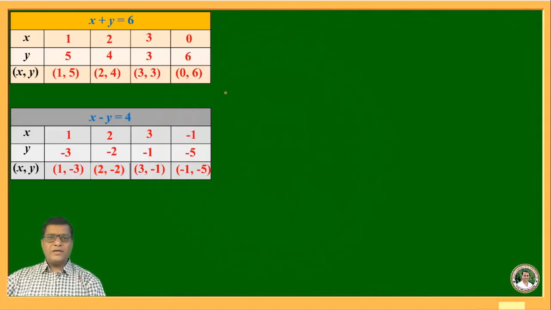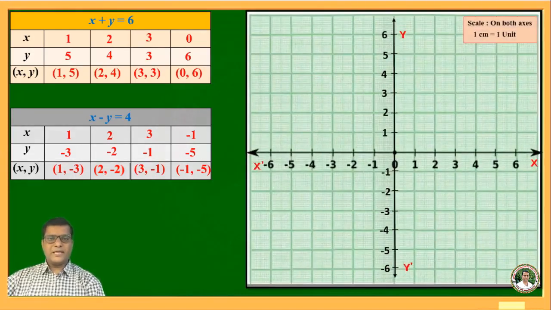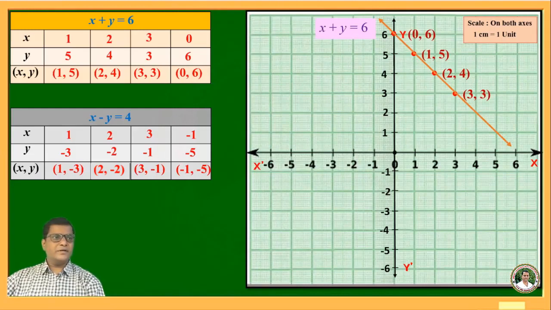For that, on graph paper, draw the x-axis and y-axis, write the scale on it, and then plot the points. Here the first point is 1, 5. That will be in the first quadrant. The second point is 2, 4. This will also come in the first quadrant. The third point as well, so these 3 points will be in the first quadrant. And the last point is 0, 6. That point will be on the y-axis. Draw a line passing through these points and write the equation of the given line.